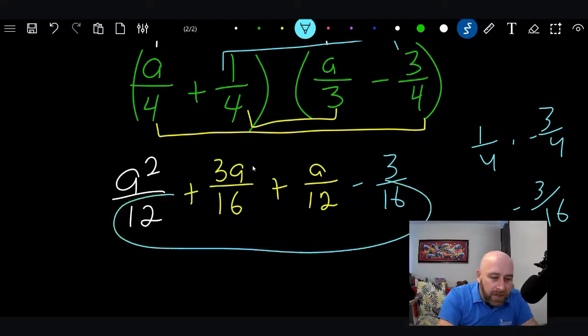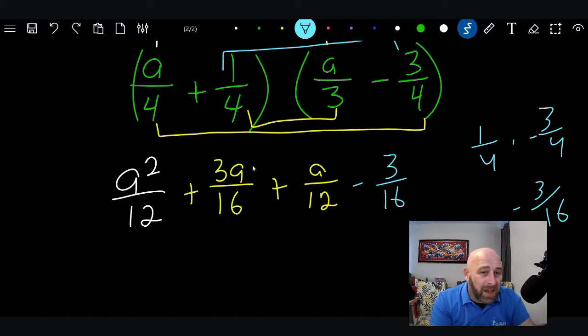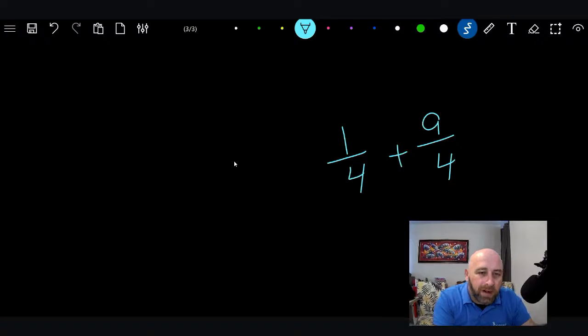In the denominators, we have a bunch of denominators that are just numbers. But that's not really what we want to look at. Why not? Because, okay, look at this. Let's say that I have 1 over 4 plus A over 4. Are those like terms? Can I combine those? The answer is no, you can't, because the numerators are different. Just because the denominators are the same doesn't mean we can combine those.